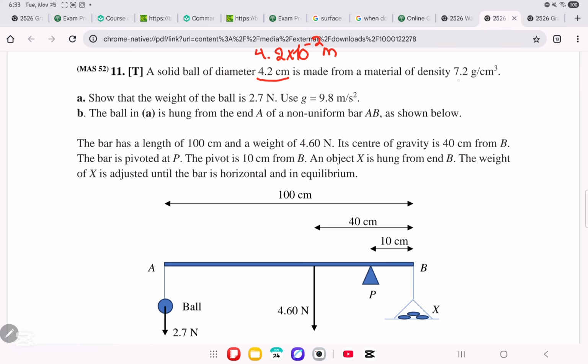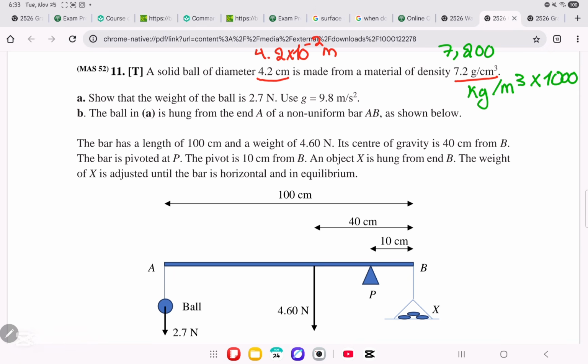Is made from a material of density 7.2 gram per centimeter cubed. You don't keep it in gram per centimeter cubed. You need to change it to kilogram per meter cubed. Now, how do we change it? You just change it by multiplying by 1,000. So you just need to multiply by 1,000. You will get 7,200 kilogram per meter cubed.